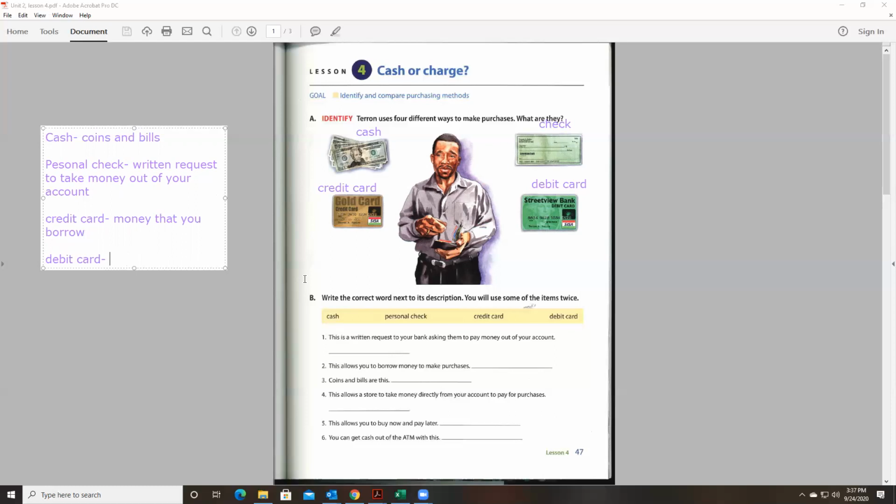Now, a debit card is money that comes out directly from your account. Okay, so it's money that comes right out of your checking account. So for example, if you go to the store and you make a purchase with your debit card, that money will come out of your account almost right away. Okay.